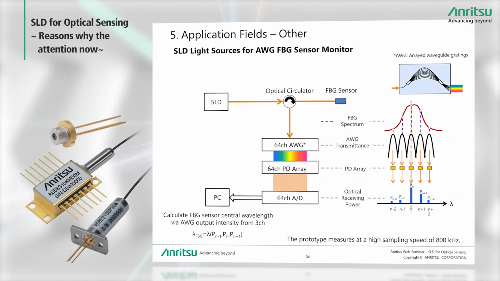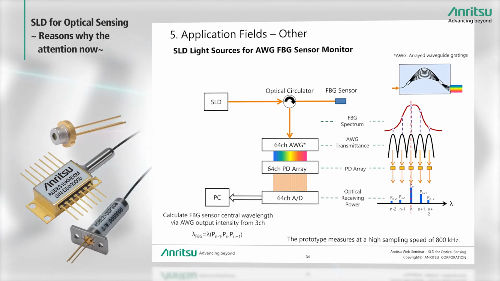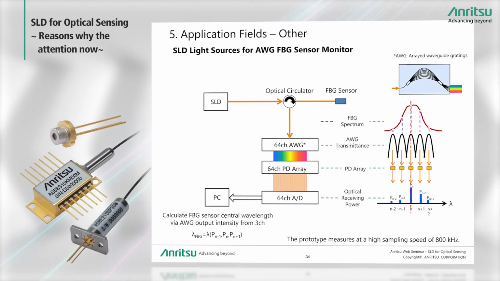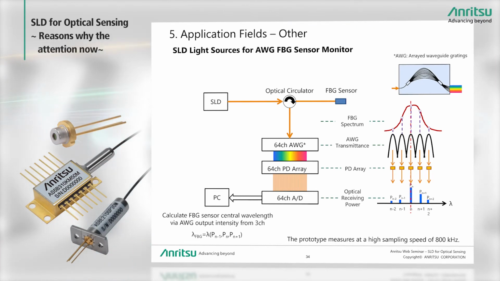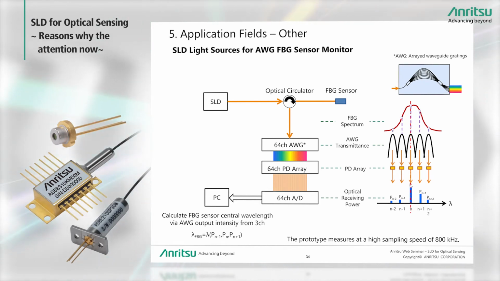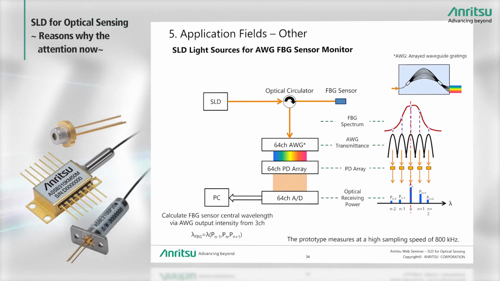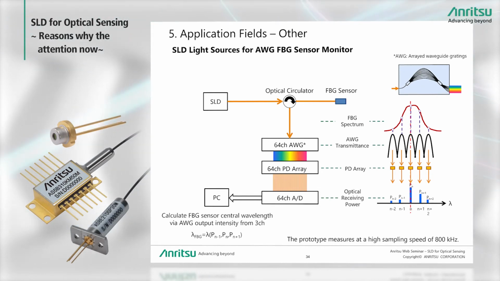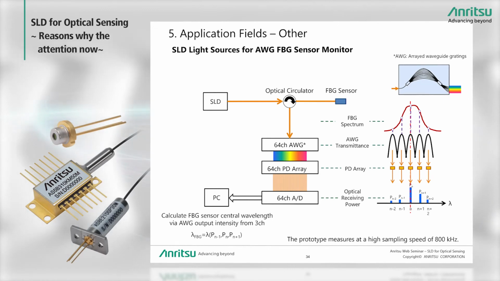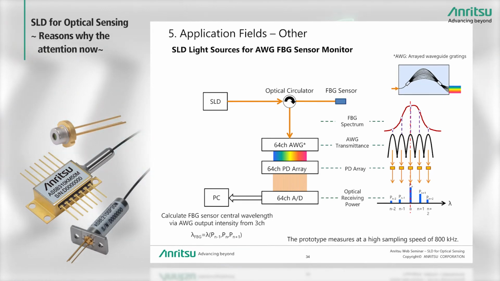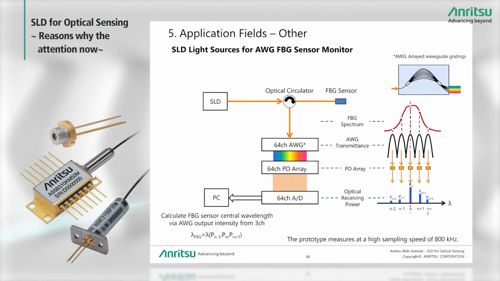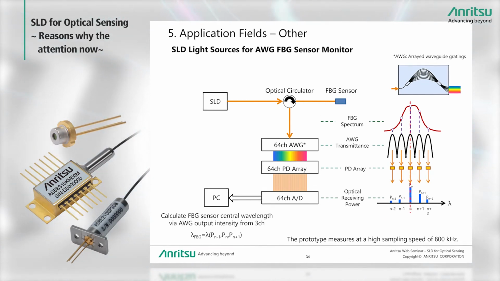This slide introduces an FBG sensor monitor using AWG as an example of an FBG application. AWG means an arrayed waveguide grating. As shown in the figure at the top right, the grating splits the light wavelengths. The figure at the center shows how the AWG splits the light into 64 channels. Injecting SLD light into the FBG sensor splits the returned light into 64 wavelengths corresponding to the 64 AWG channels.